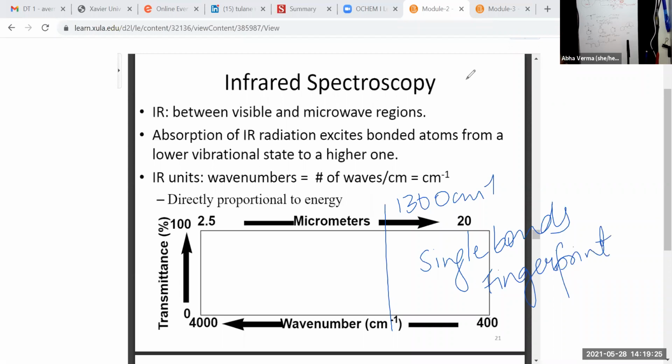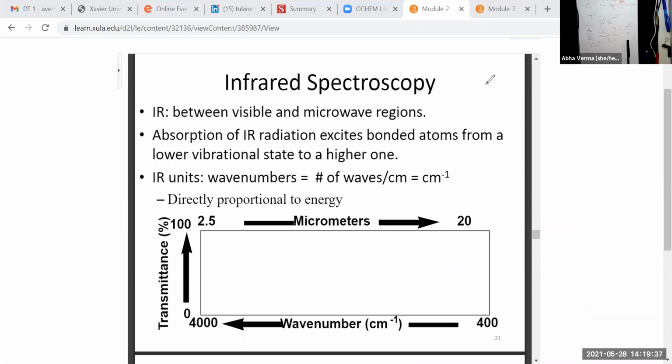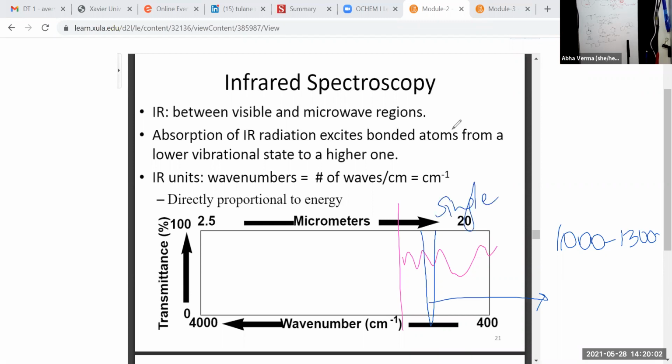And the only peak type that we are going to look at is the C single bond O. Now, there will be other peaks present here, but you don't have to worry about any of them. You have to learn how to ignore other peaks. The only peak that we will care about is a peak between 1000 and 1300 centimeter inverse. It will be a strong and broad peak. So all the single bonds, except all the hydrogen bonds, will be in this region.